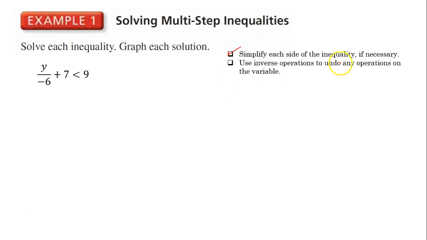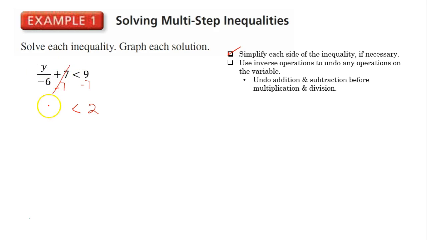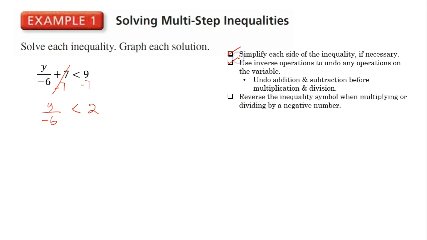Next, I'm going to use inverse operations to undo any operations on the variable, keeping in mind to undo addition and subtraction before multiplication and division. So I'm going to undo this addition. It's got a plus 7, so I'm going to do a minus 7. So my less than stays. 9 minus 7 is 2, and 7 minus 7 is 0, so I got y divided by negative 6 is less than 2. So my next step is what?